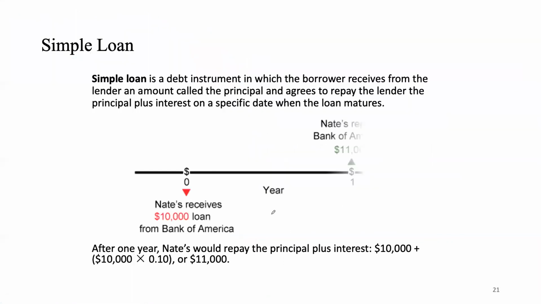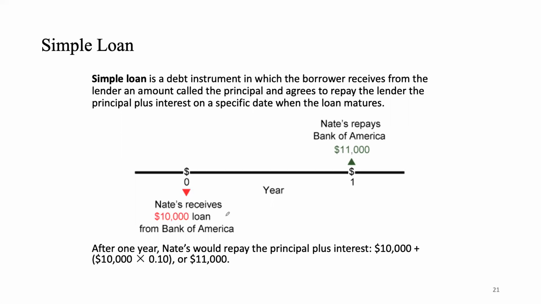Okay? A simple loan is very straightforward, right? A simple loan is where the borrower receives some amount of money, which is called a principal, and agrees to pay the lender the principal plus interest on a specific date. This is what we generally have in mind when we say loan, right?